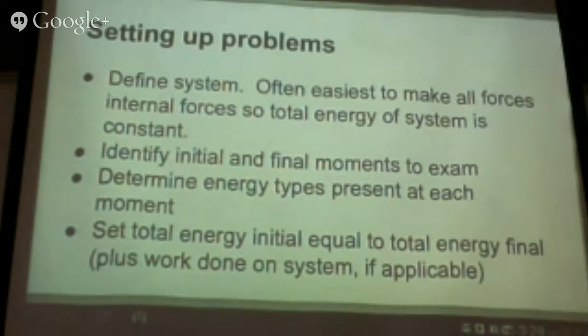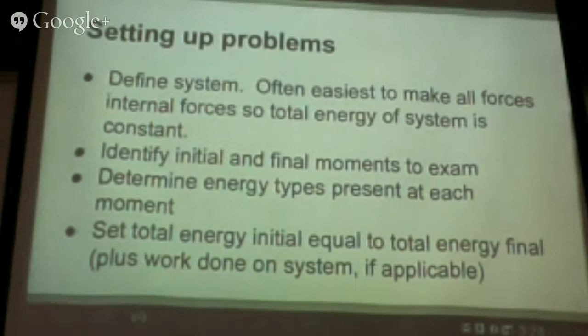And then we're going to set the total energy at each moment equal to each other. So the total at the bottom is all kinetic energy. At the top, it's all gravitational potential. So we say starting kinetic energy equals the ending gravitational potential energy. If we've had work done on the system, we need to add that in.